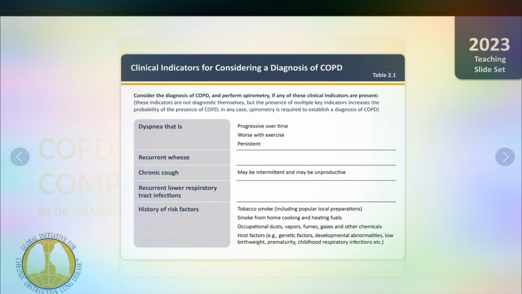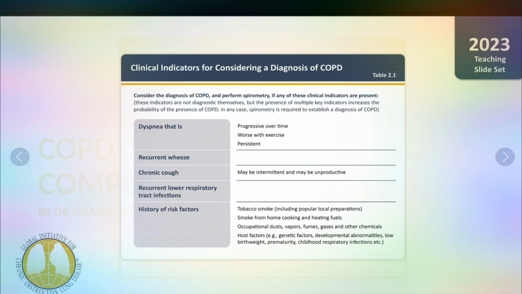Then comes what are the clinical indicators for considering a diagnosis of COPD. We have already discussed these things in our previous classes. So here we will discuss what are the clinical indicators for considering a diagnosis of COPD. They are telling us to consider the diagnosis of COPD and perform spirometry if any of these clinical indicators are present. These indicators are not diagnostic, but they are very sensitive markers, and we have to consider COPD. So first thing is dyspnea.